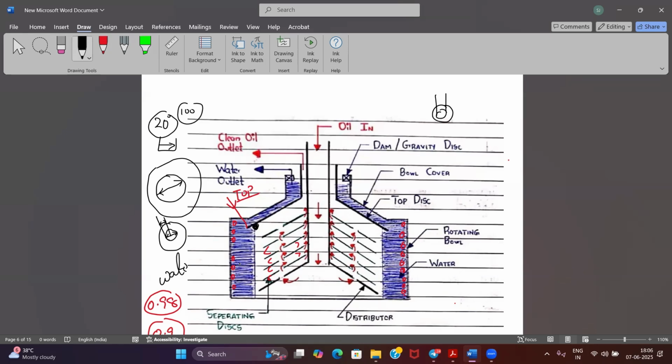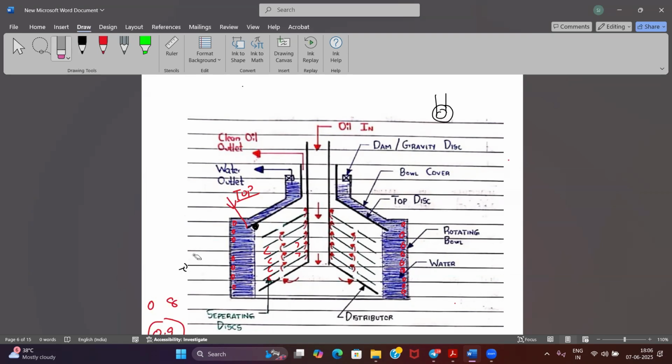Now I told you that the gravity disk is maintaining the interface, right? Agreed. Suppose I increase the size of the gravity disk. Case one I will take. Can I erase all this which I have written over here? I will explain with the diagram itself, so you will understand better. Okay. So case one.